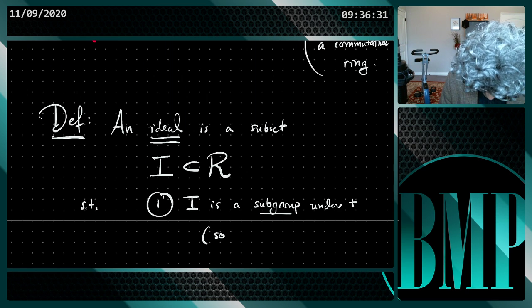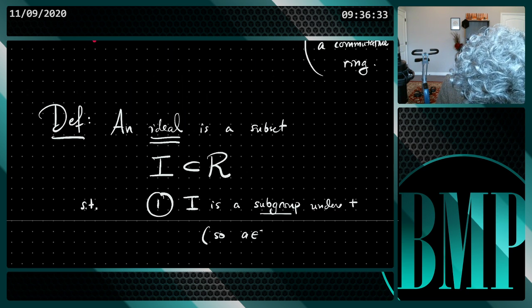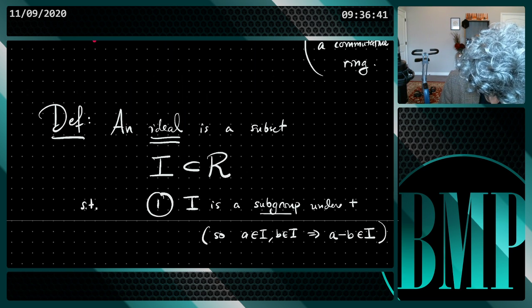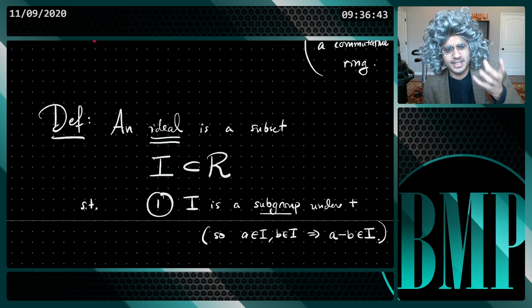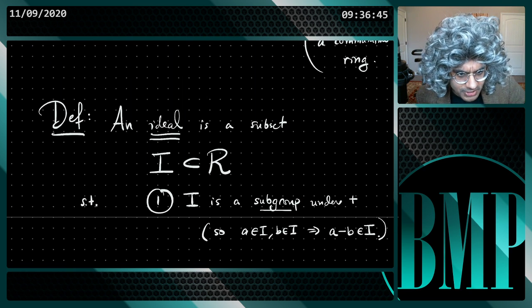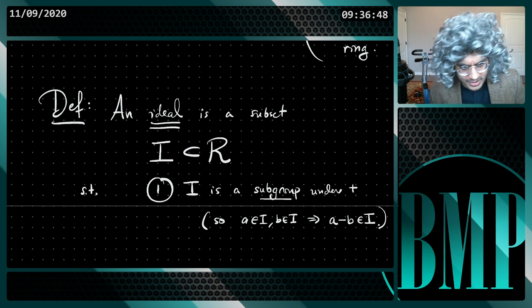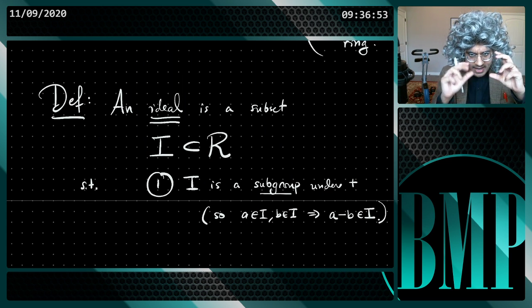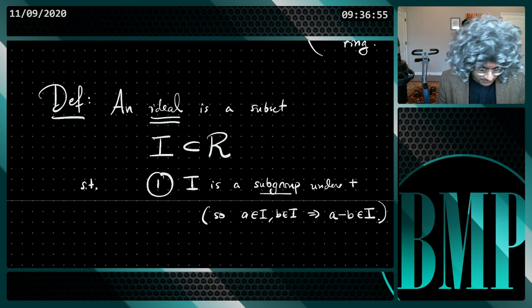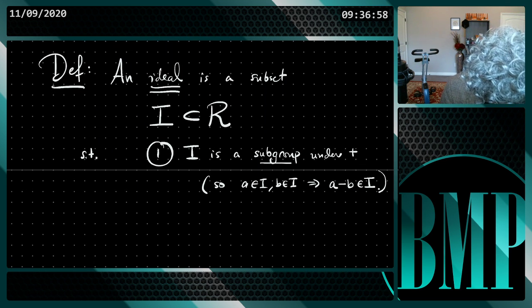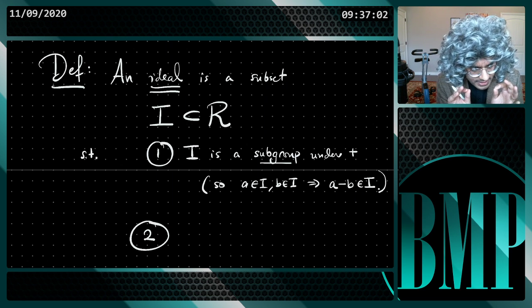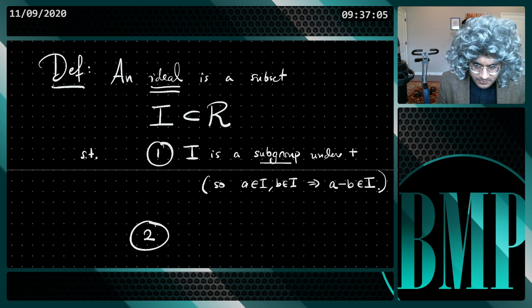So, a in I, b in I implies a minus b is in I. That's a very quick way to say what it means to be a subgroup. Closed under addition and taking negatives. Okay. 2. This is a weird one. This is a new kind of thing. This is slightly different than what you're used to.